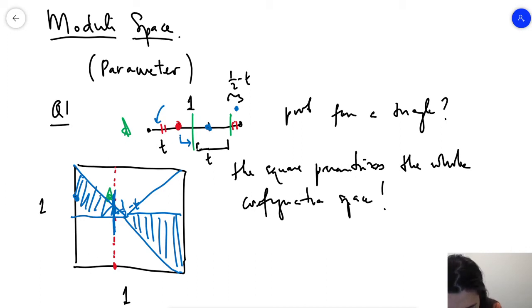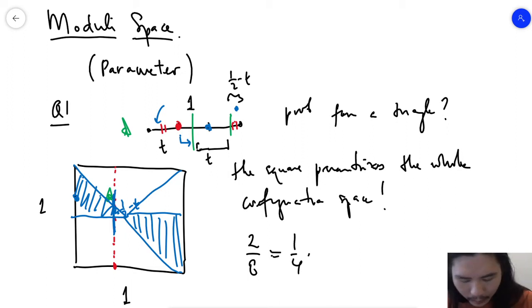All right. So the proportion of the area is 1 to 8. So the answer is 2 8. Right. Okay. Equals 1. Okay. So this is an example of what a parameter space can do. So let's go to the main topic of today's video.